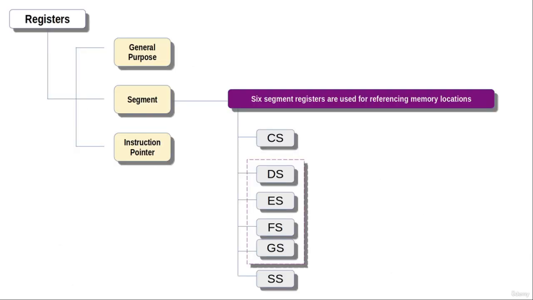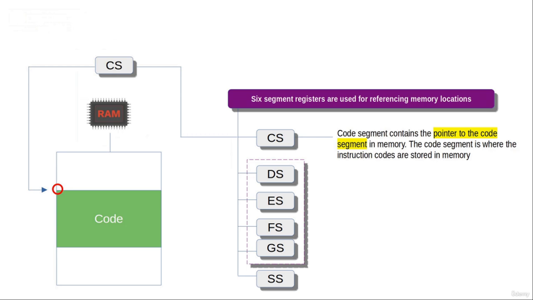Let's see the segment registers. There are 6 segment registers which are used for referencing memory locations. The first segment register is the CS register, which is the code segment register. This code segment register contains the pointer to the code segment in memory. The code segment is where the instruction codes are stored in memory.